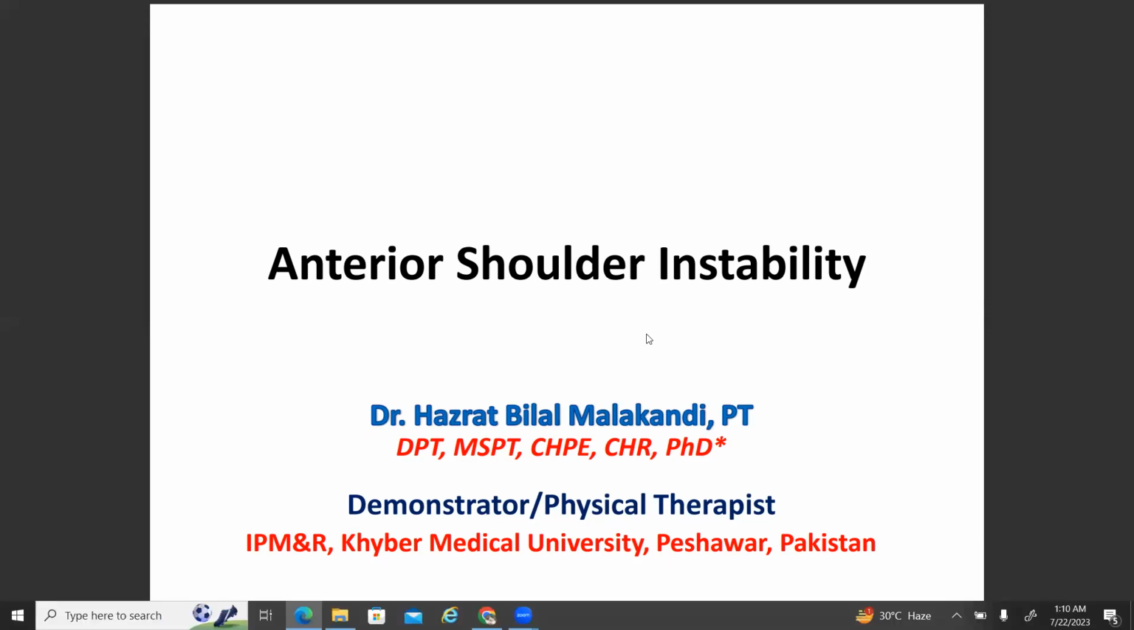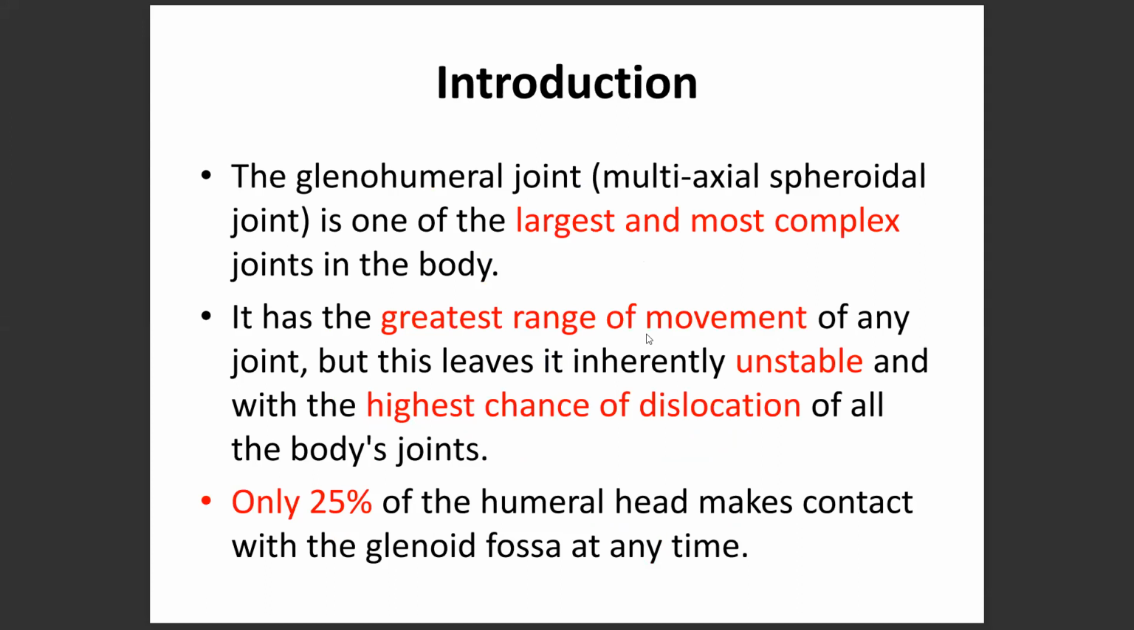The glenohumeral joint, which is a multi-axial spheroidal joint, is one of the largest and most complex joints in the body. This joint has the greatest range of movement of any joint, but this leaves it inherently unstable and with the highest chance of dislocation of all the body joints. So higher the range of movement, higher the chance of dislocation. Only 25% of the humeral head makes contact with the glenoid fossa at any time, and that is one of the reasons why there is the highest incidence of dislocation of the shoulder as compared to the other joints of the body.